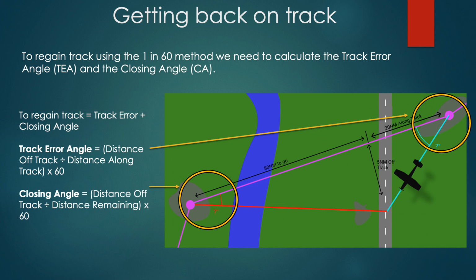We then need to find what our closing angle is, okay, which will be that bottom left hand circle, and it's the angle between the point that we're going to start getting back on track, effectively the red line, and the pink line.